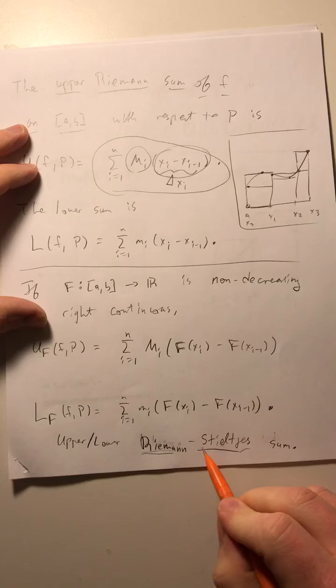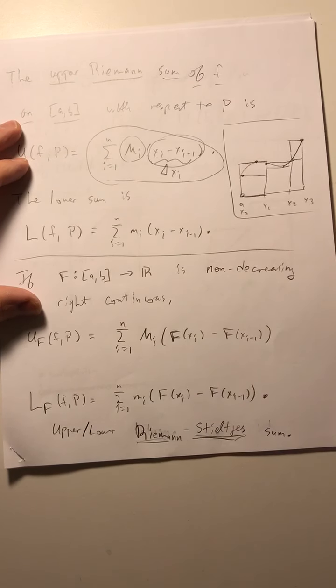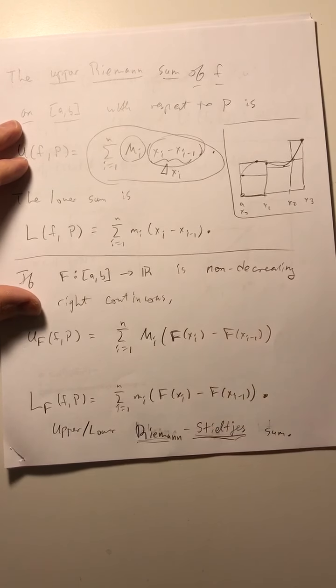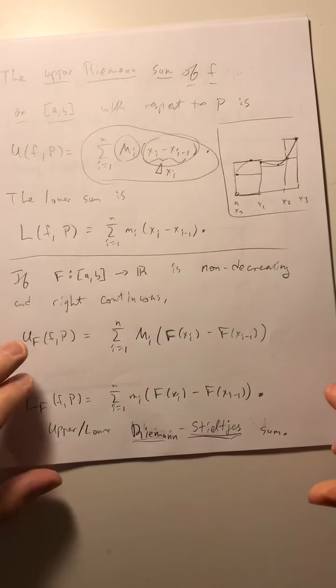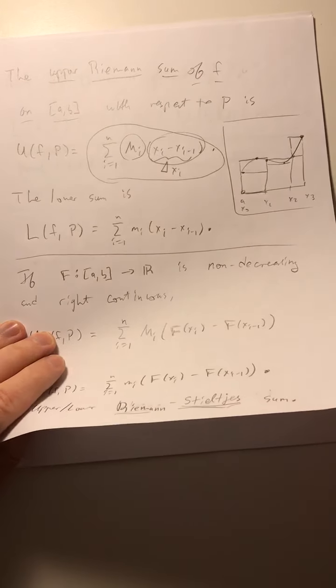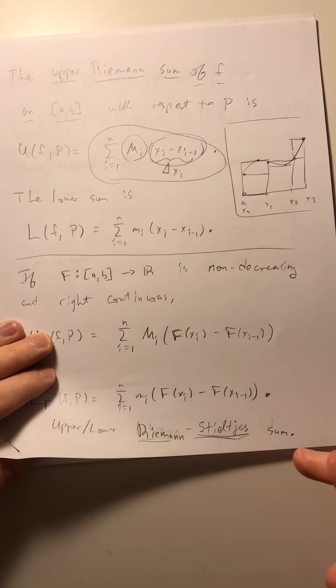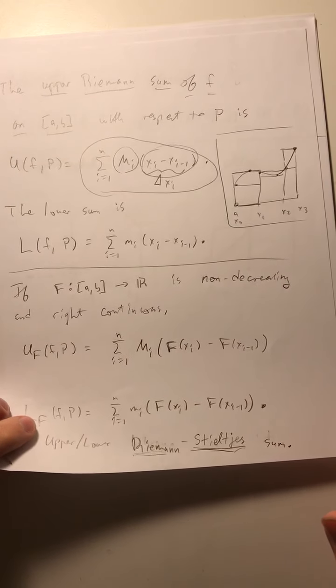So we call these Riemann-Stieltjes sums. Okay? So we're going to have a Riemann integral and then a Riemann-Stieltjes integral. And there are even Lebesgue integrals and Lebesgue-Stieltjes integrals. If you want to see those, you can go to measure theory. That's beyond the scope of this course.